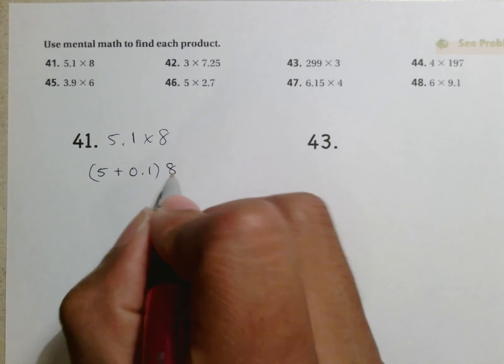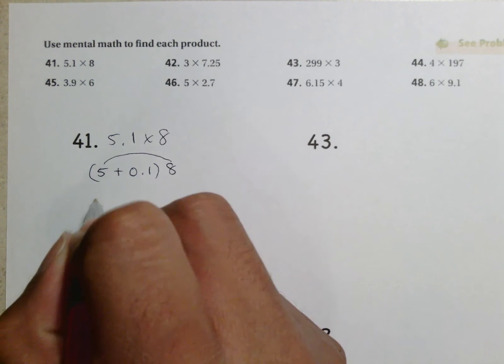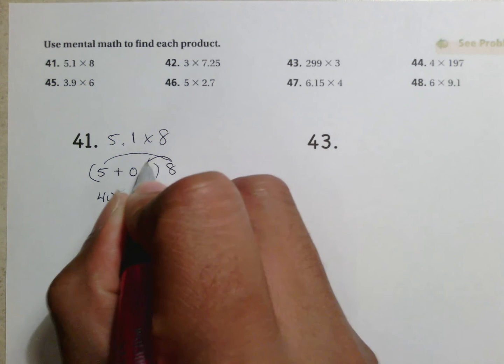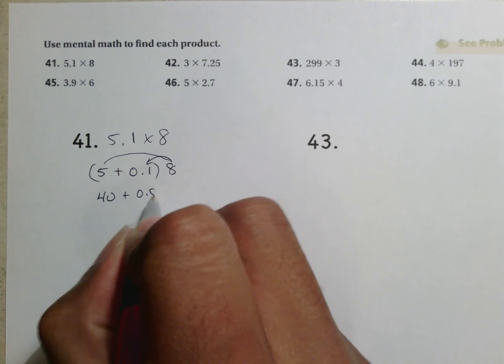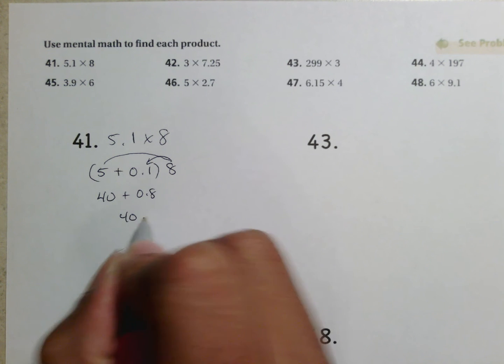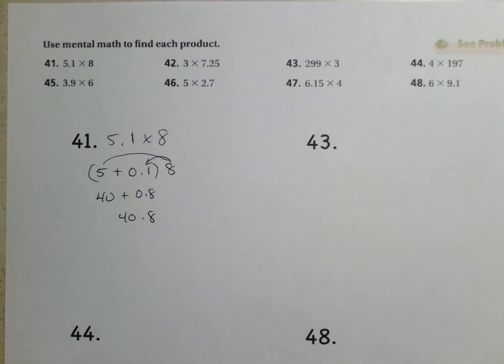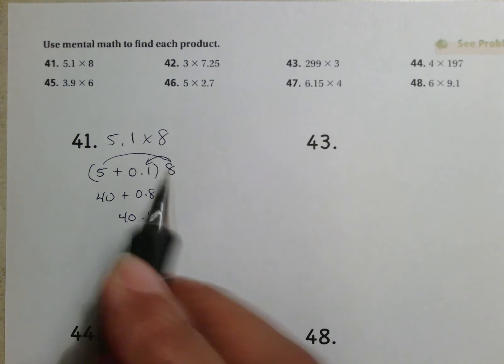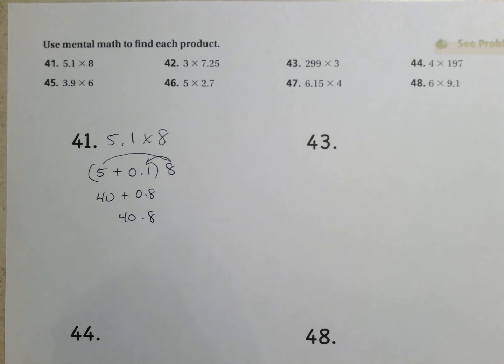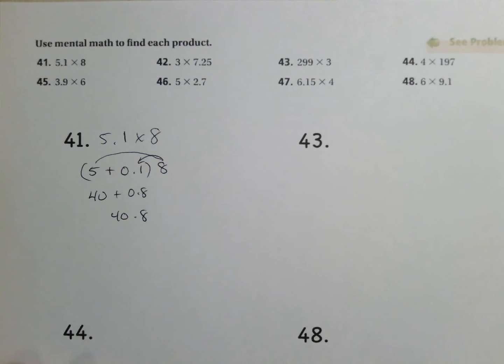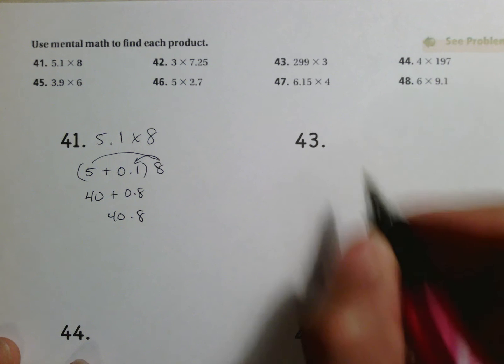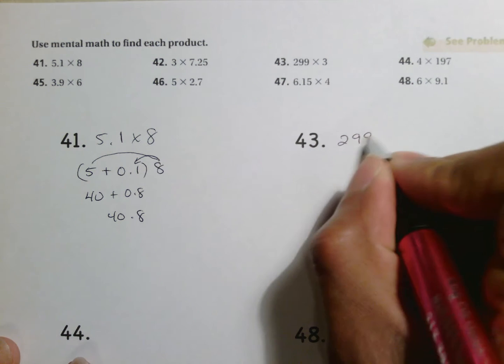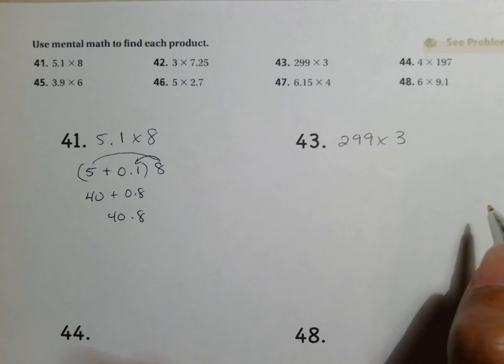Now watch how much easier this is. When I take 8 times 5, I get 40. When I take 8 times 0.1, I get 0.8. That gives me 40.8, which is much easier to do than the long multiplication that you think you might have to do. And the more you practice, the more you can actually do that in your head. But this is something that's going to be shown on your work today, and I just want to make sure you think about how you can use the distributive property to make some of these multiplications easier.